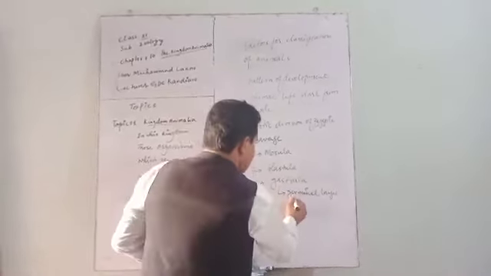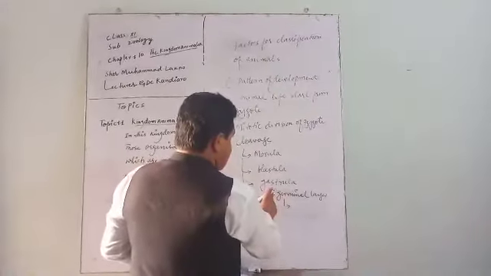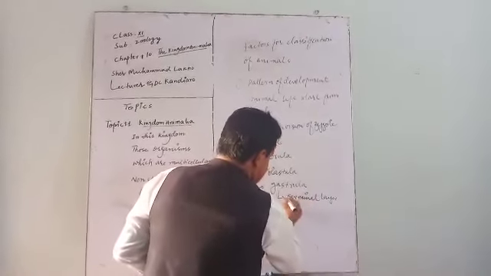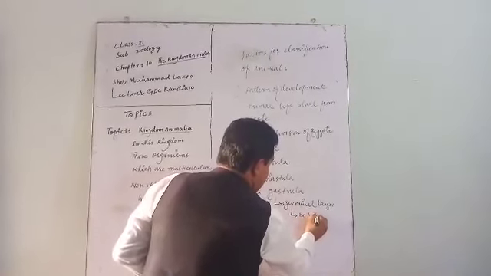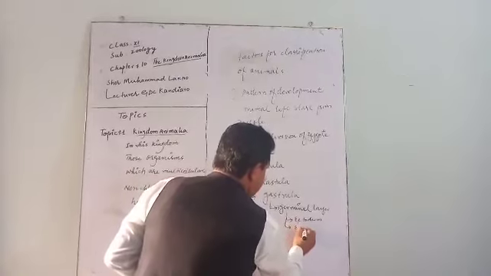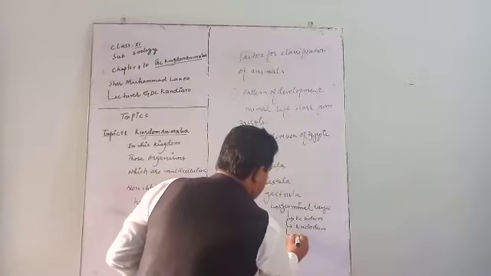So the gastrula is the last stage of cleavage. In this stage, germ layers are formed, which are three germ layers. Number one, ectoderm. Number two, endoderm. Number three, mesoderm.